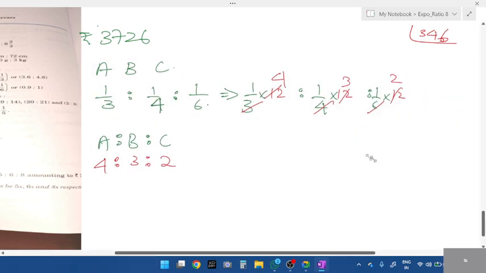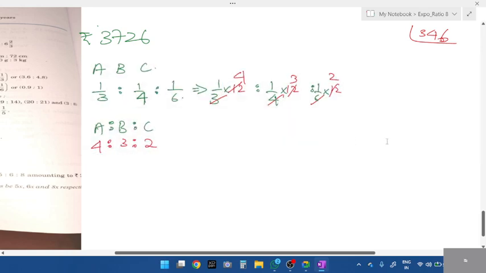See, if you do it till here, this is a 3 marks question. If you do it till here, you'll get 1 mark. Then put an arrow, right? Total. What's the total? Add them. Total 9. Keep this 9 as it is. Now, that's it. After this, take A value. What is A's share? How do you convert into fraction?